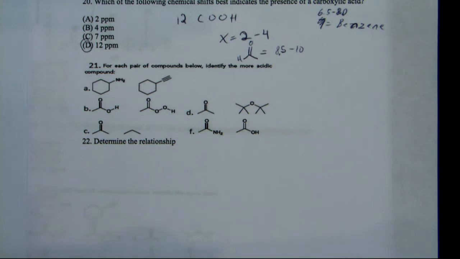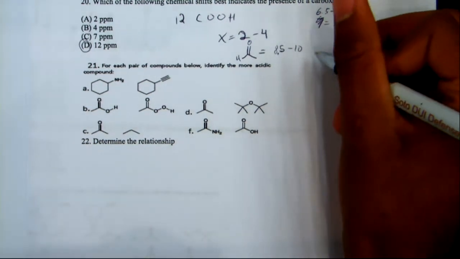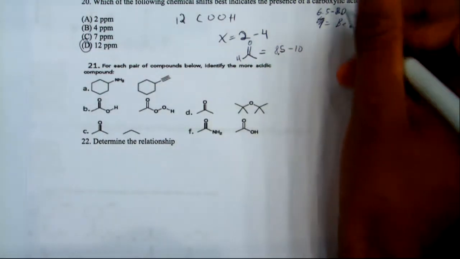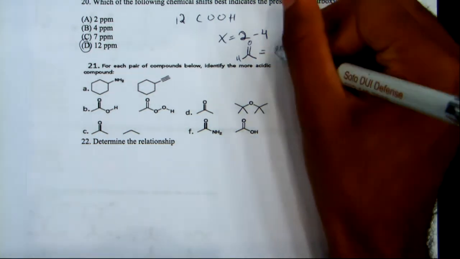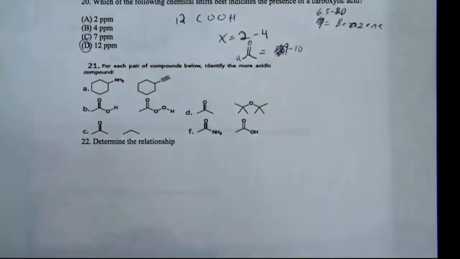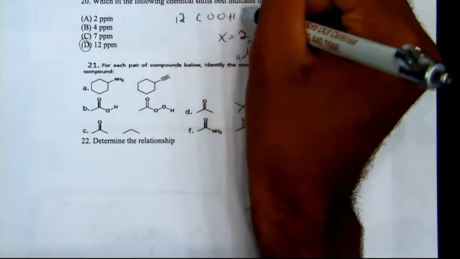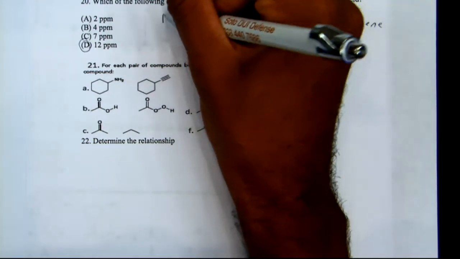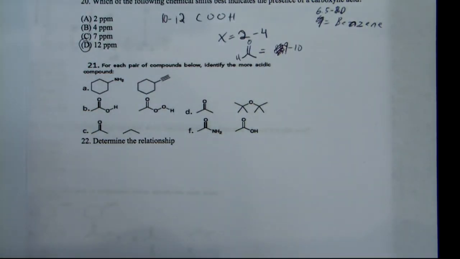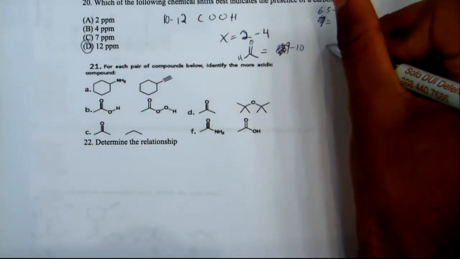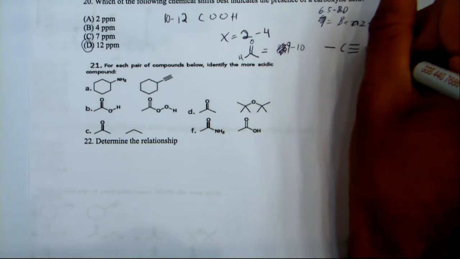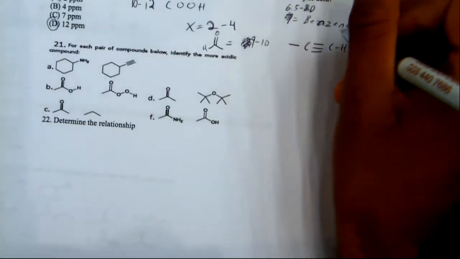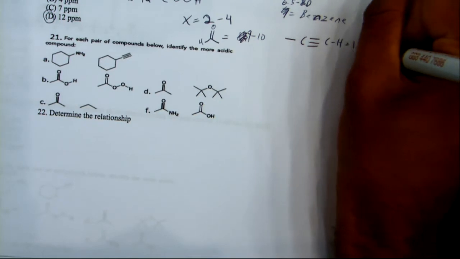I guess I'll just write out the other values really quick so you guys can know them. Benzene, we had 6.5 to 8. 9 to 10 was aldehyde, so 9's more specific for this one. The only reason I said 12 for carboxylic acid is it's the only thing that could be 12, but this goes from 10 to 12. And then an SP hybridized CH bond will give you 1.5 to 2.5.